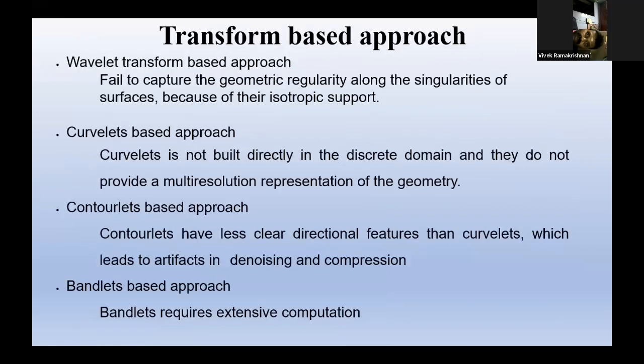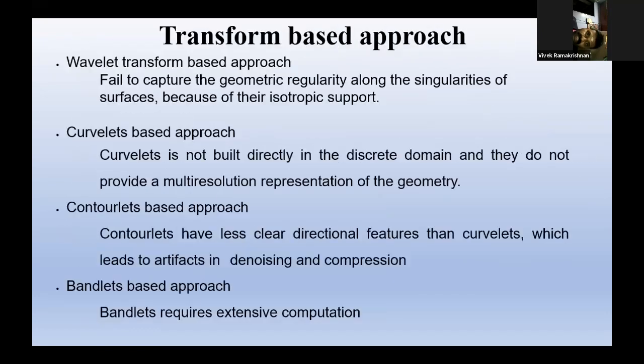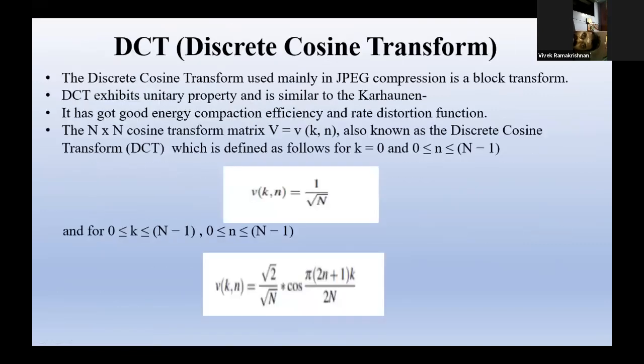So the literature survey went on like this for this work. We went ahead to first study the spatial domain methods, which included the exposure fusion. Then we went ahead to note what is called the camera response function based approach. That is basically the approach used by the tone mapping and other things. The camera response linearization function, which I mentioned in the first two slides, and then went for the tone mapping based approach. So that is how this has progressed ahead.